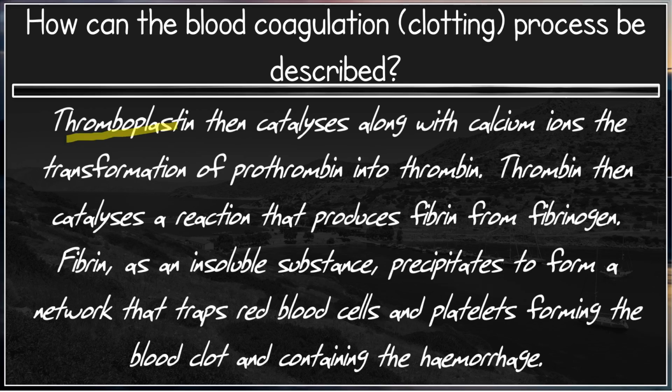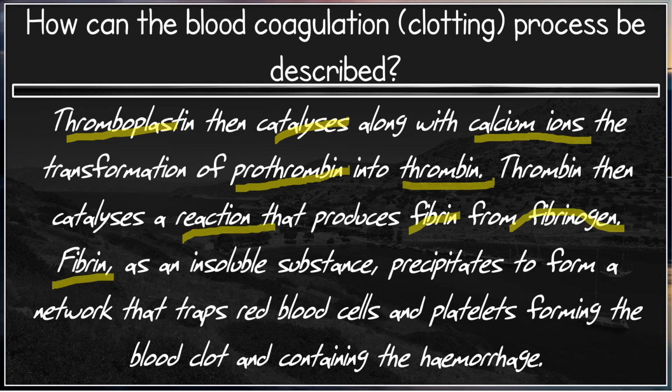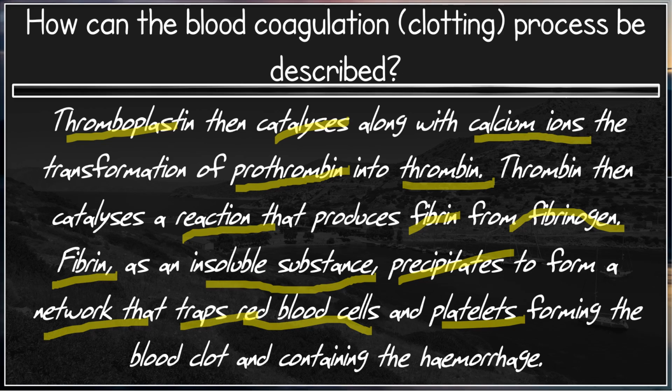Thromboplastin then catalyzes, along with calcium ions, the transformation of prothrombin into thrombin. Thrombin then catalyzes a reaction that produces fibrin from fibrinogen. Fibrin, an insoluble substance, precipitates to form a network and traps red blood cells and platelets, forming the blood clot containing the hemorrhage.